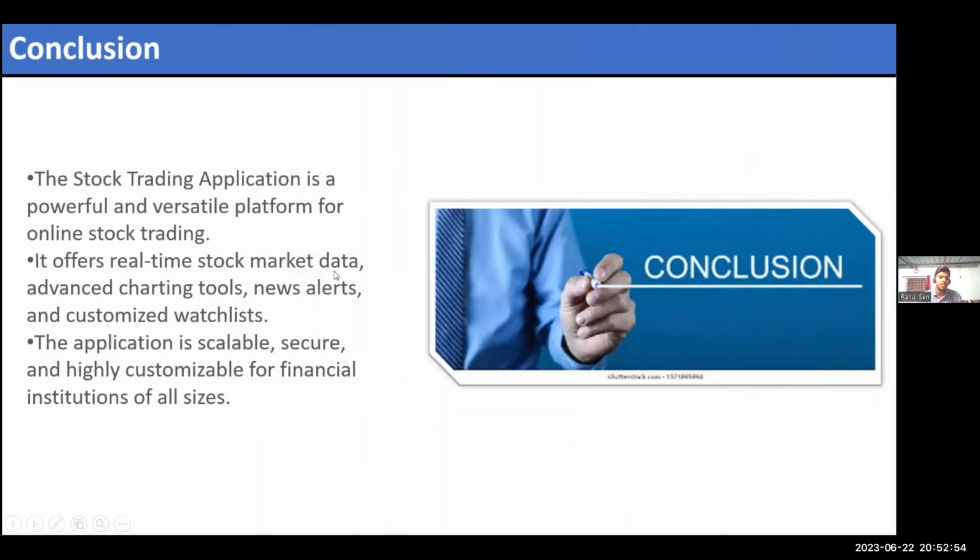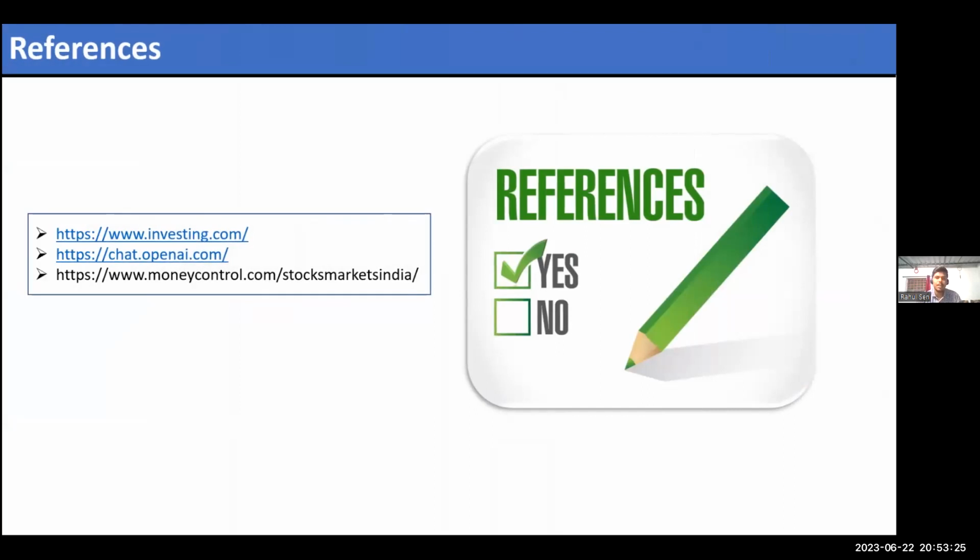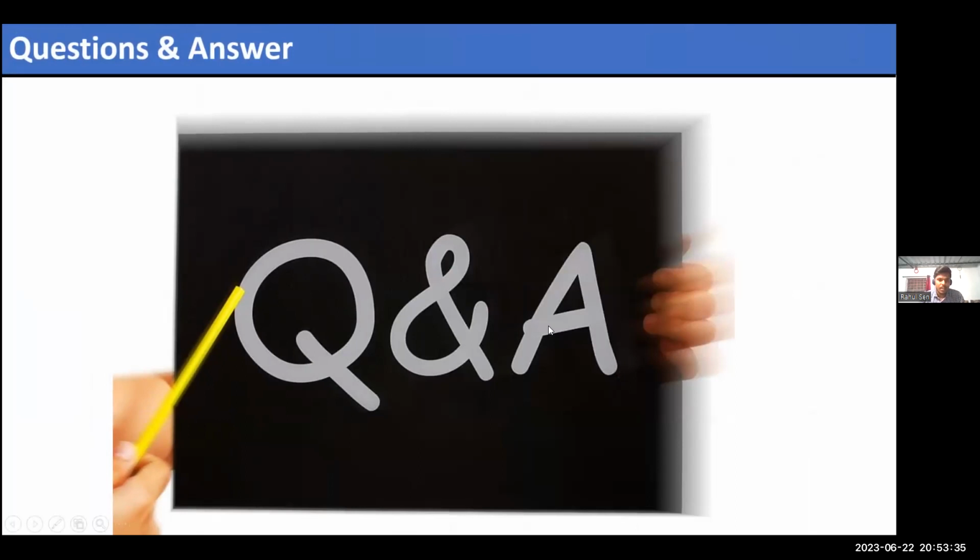And now coming to the conclusion, what was the conclusion of this topic? The conclusion is that we need to create a stock trading application in a fully convenient way. The stock trading application is a powerful and versatile platform for online stock trading. The application must be scalable, secure, and highly customizable for financial institutions of all sizes. Here I have some references I used for collecting this data, presented in front of you, sir. If there is any query, I'm here to discuss, and you can ask me.